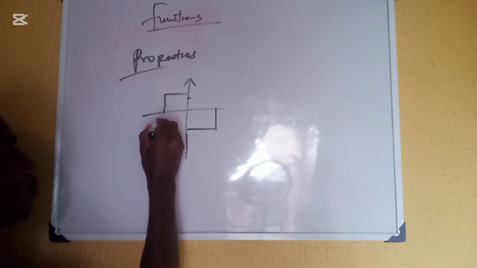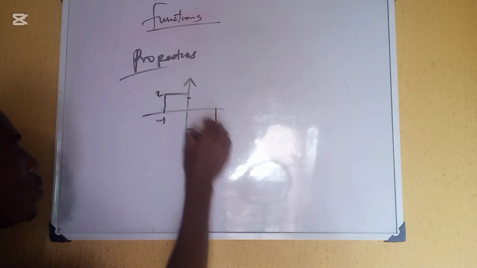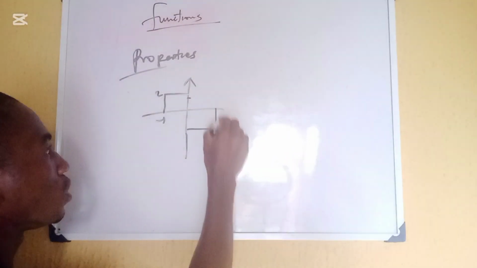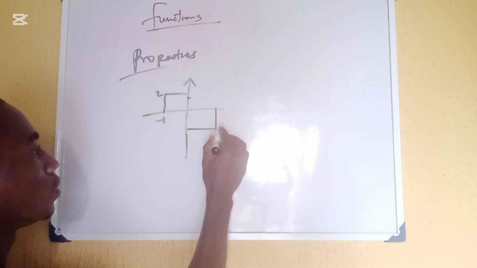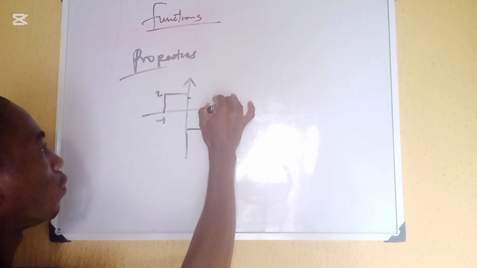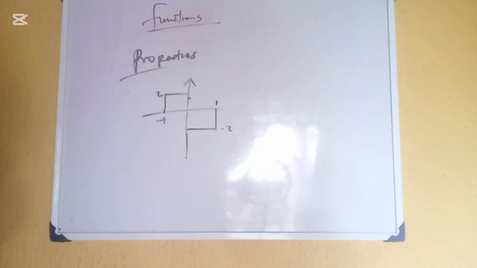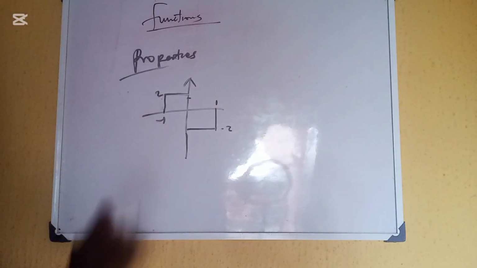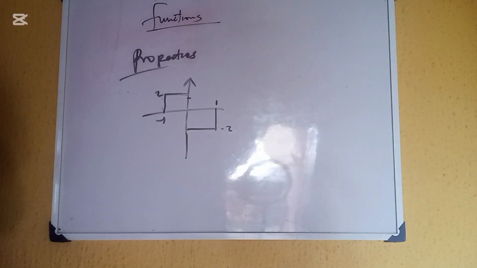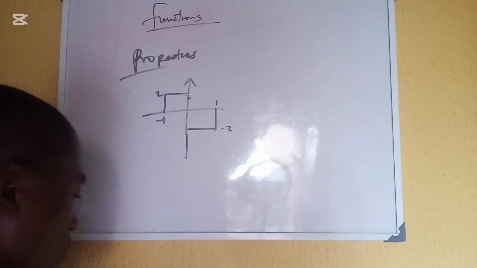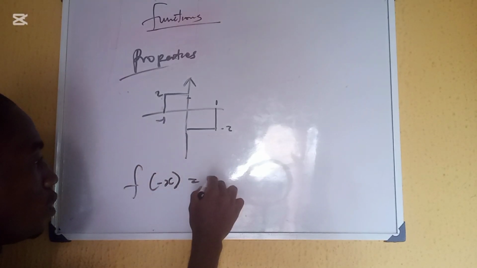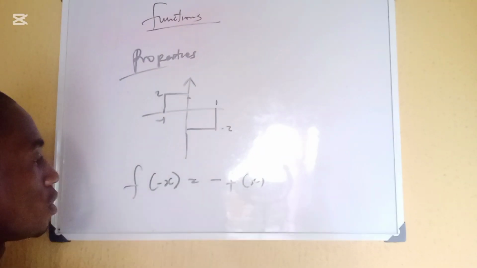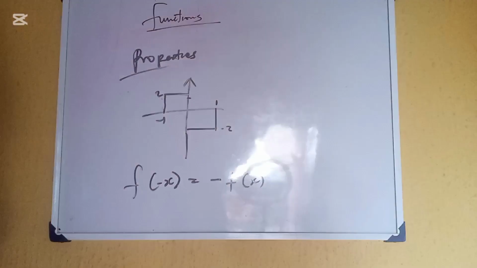Let's assume we have -1 here and we have 2. I will have -2 here for the y-axis rather. So -2 here and we'll have 1. You can see that this is an odd function. Now, mathematically, we can express it this way, that f of negative x is equal to negative f of x.